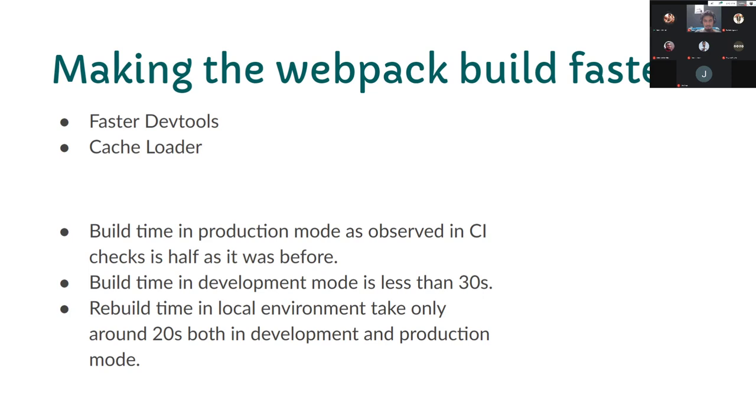And yeah, so the outcome is that the build time in production, as observed in the CI checks, is half of what it was before. The build time in development mode is now less than 30 seconds. Rebuild time, when we rebuild the project after building it once, is now only around 20 seconds, both in development and production mode, because of the cache loader.